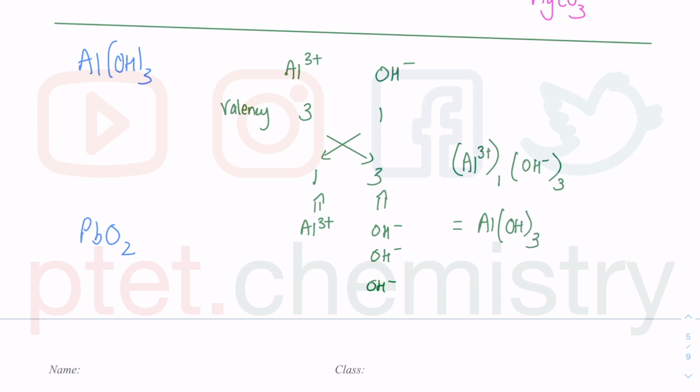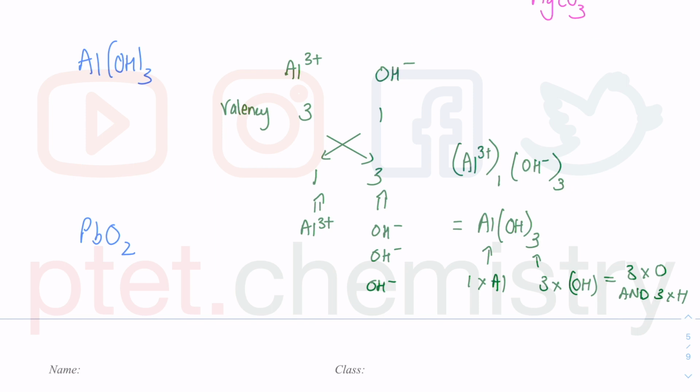How do you read this? This is read as Al bracket OH 3 times. What does this mean? There is 1 time Al, there is 3 times OH, meaning there are 3 times oxygen and 3 times hydrogen. The bracket there means 1 times 3 oxygen, 1 times 3 hydrogen. So be very careful about reading those things.